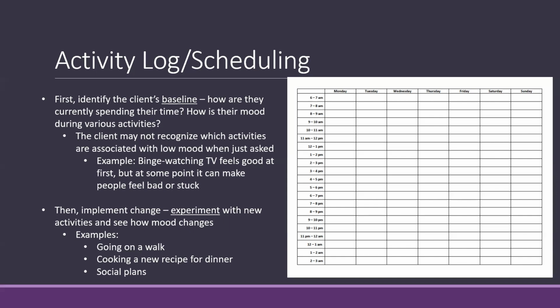So once a baseline for the client is established, then you can implement change. So this is going to involve experimenting with new activities and seeing how their mood changes. So this could just be pretty simple things like going on a walk, cooking a new recipe for dinner, making social plans. And initially, you're just going to implement one or two things in the week and just see what happens.